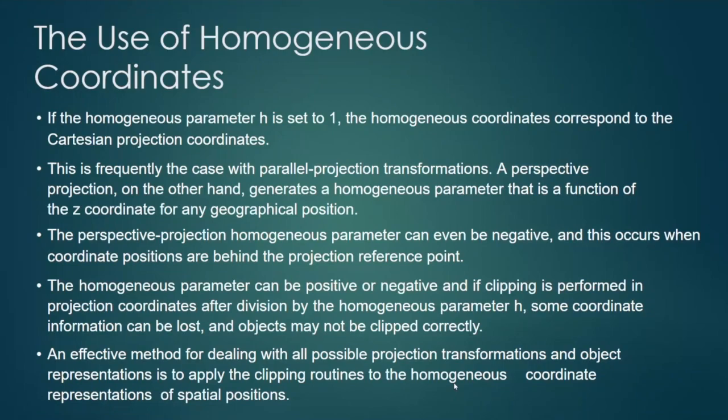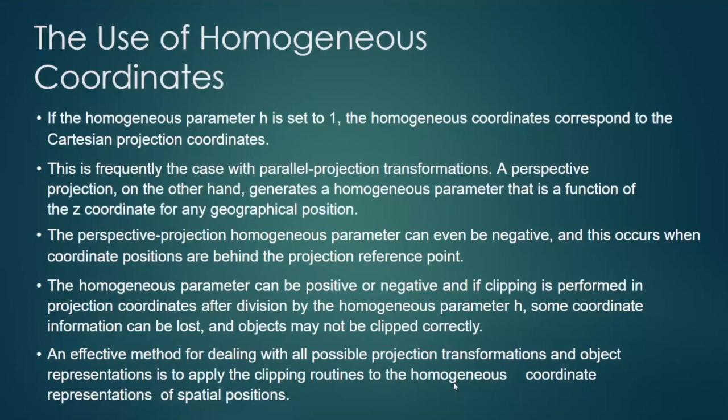And coming to the use of homogeneous coordinates in 3D clipping, the homogeneous coordinates have a parameter h that is set to 1. The homogeneous coordinates correspond to the Cartesian projection coordinates. This is frequently the case with the parallel projection transformation. Parallel projection is similar to the homogeneous coordinates with the Cartesian projection coordinates.